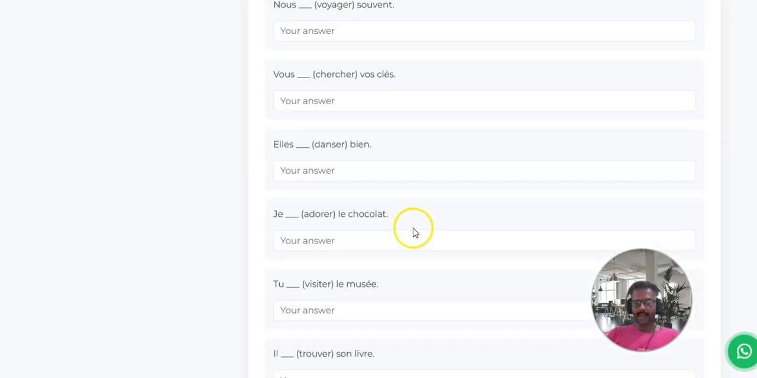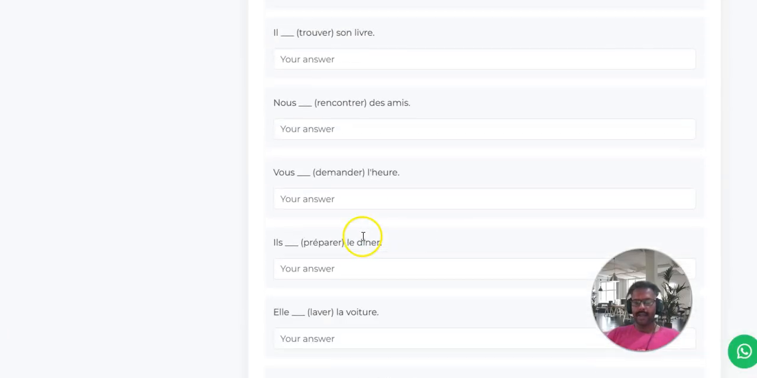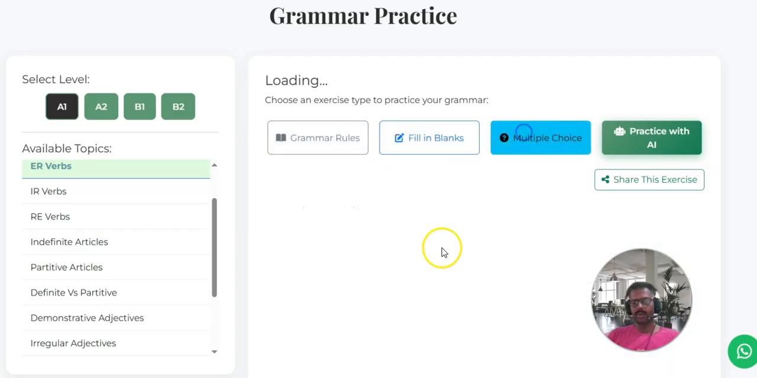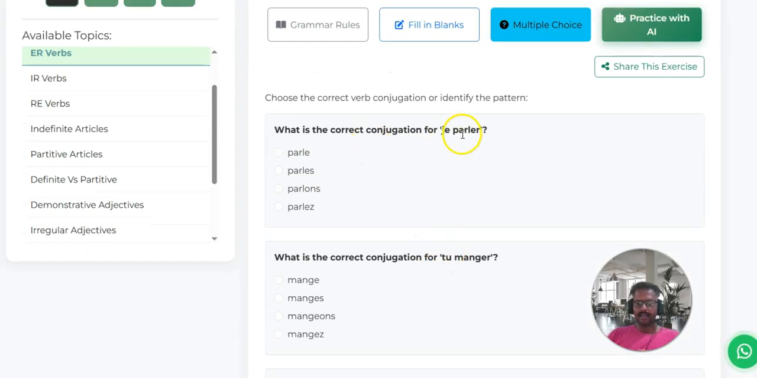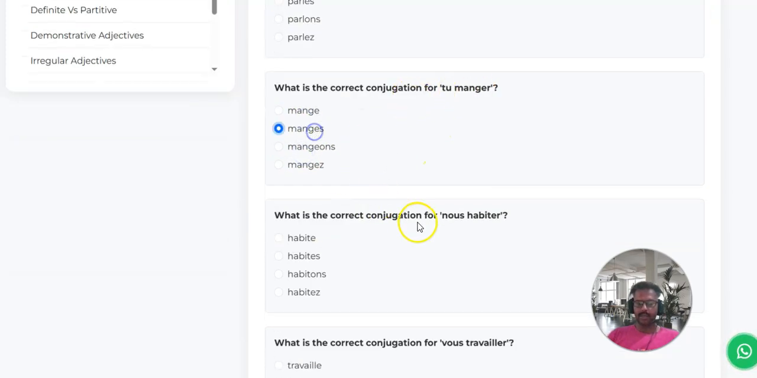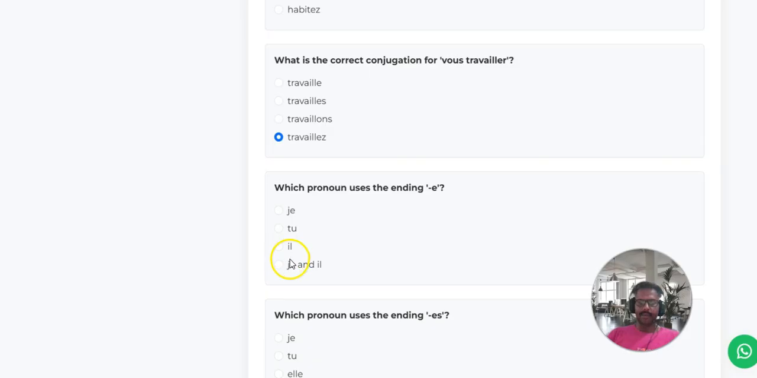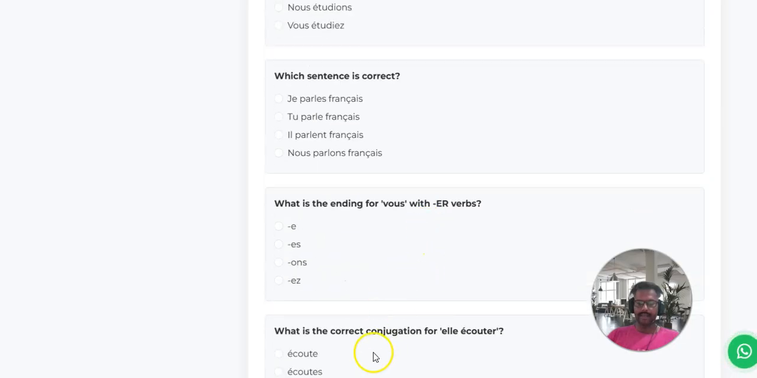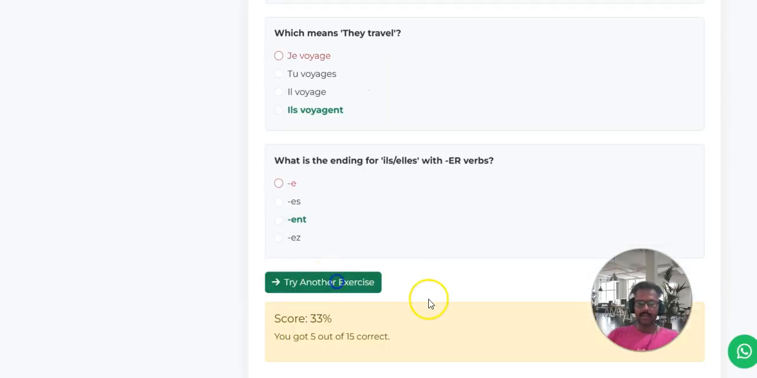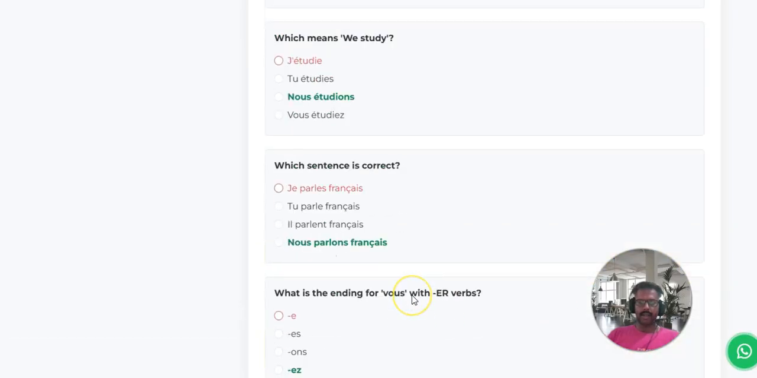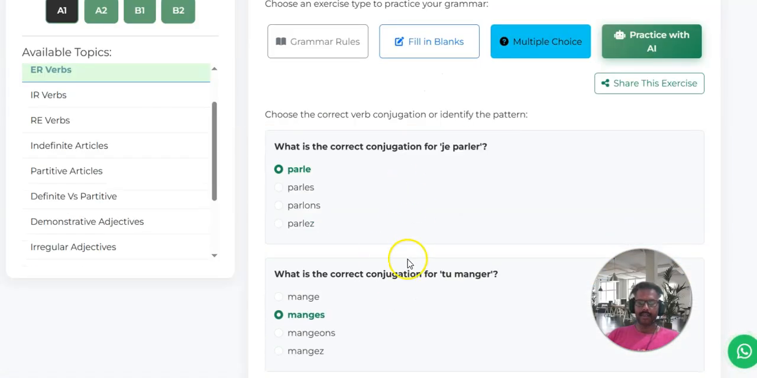So it's for you to practice all these verbs. They are just simple verbs. Once you are done with the fill-ins, you can go to MCQs and practice that. So je parle, which one is correct? The first one. Then tu manges, nous habitons, vous travaillez, with z. So you have to keep that in mind. Similarly, it can be je and il. They both use e as the ending. Let's check what we have done. So I think all are right, and then you can just practice more.